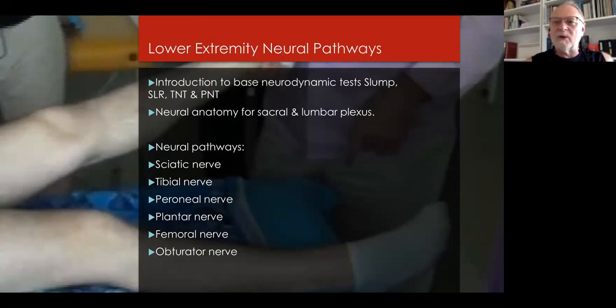The pathways that we'll look at, if we can get through all this material in 2 days: sciatic nerve, tibial nerve, peroneal nerve, plantar nerve, femoral and obturator nerves.